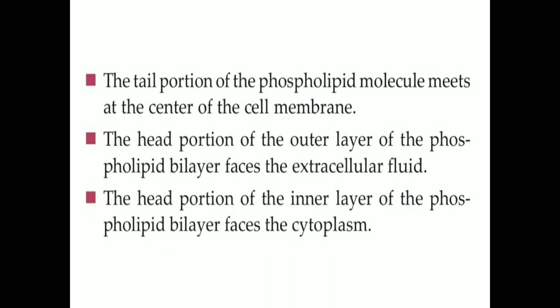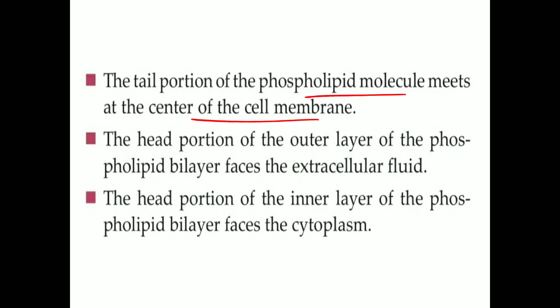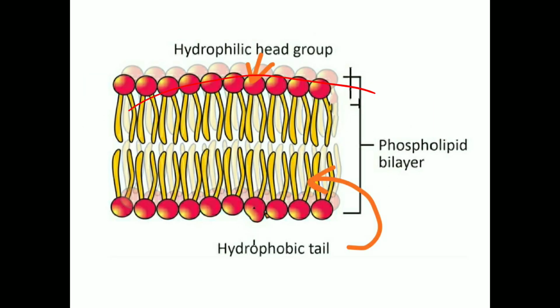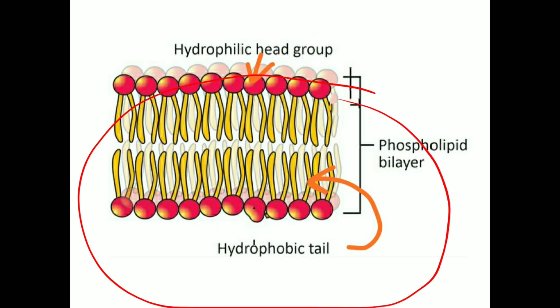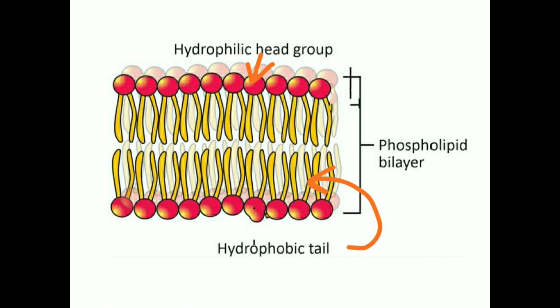The tails of the phospholipid molecules meet at the center of the cell membrane. The head portion of the outer layer of the phospholipid bilayer is facing the extracellular fluid. So this is the cell membrane, this is the extracellular fluid, and this becomes the intracellular fluid.